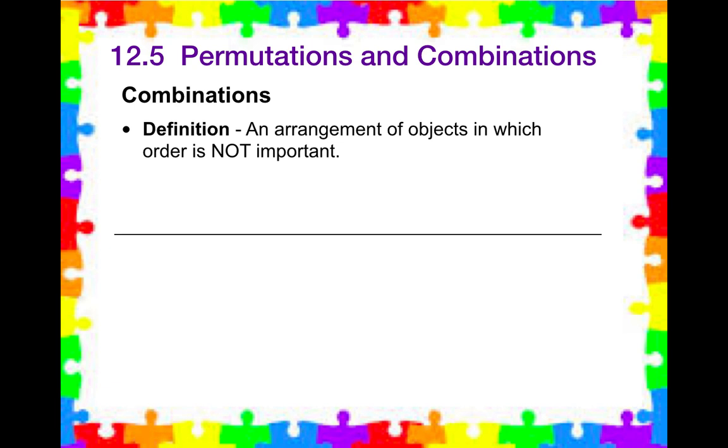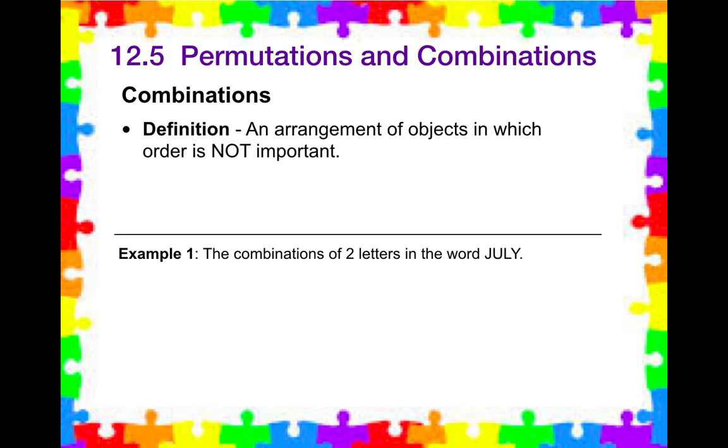Welcome back. This is Mr. Greenstein's Geometry, and we're in Chapter 12.5, Permutations and Combinations. We are on Part 3, and we're going to talk about combinations. And combinations are different than permutations. In permutations, if you recall, the order did matter. Well, in combinations, the order does not matter.